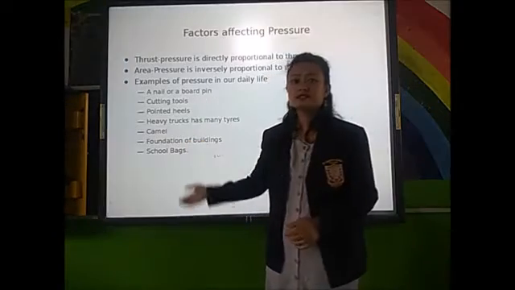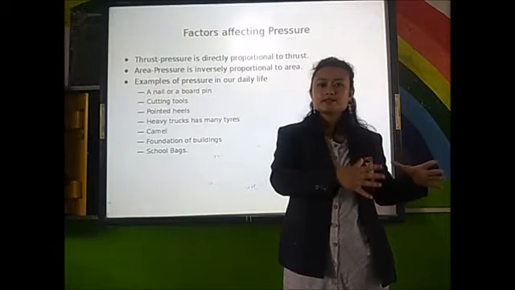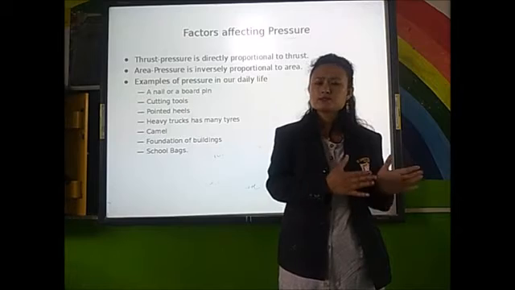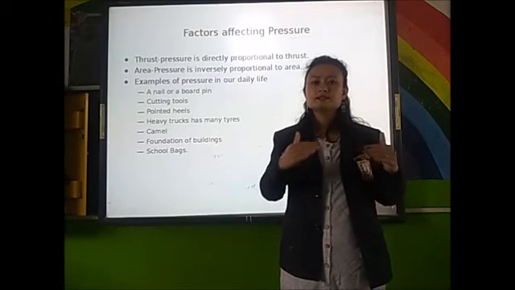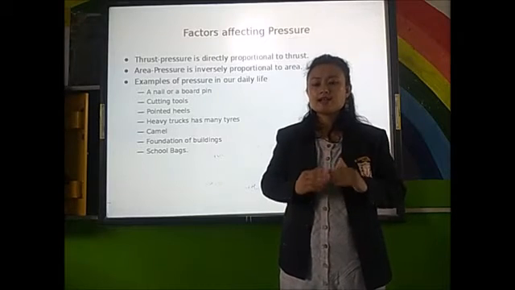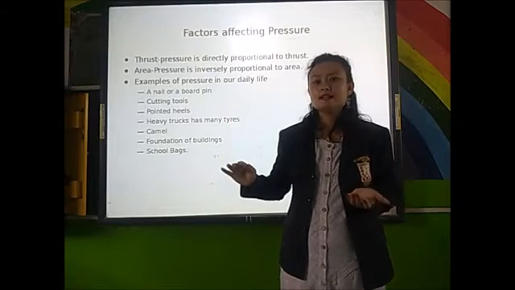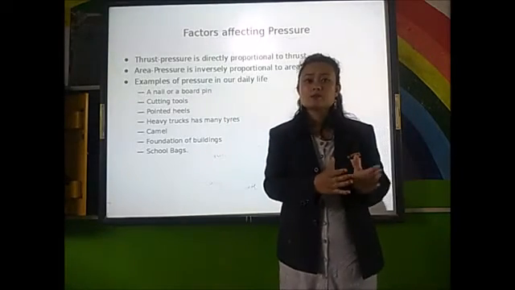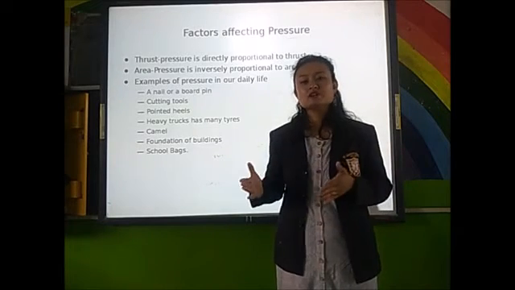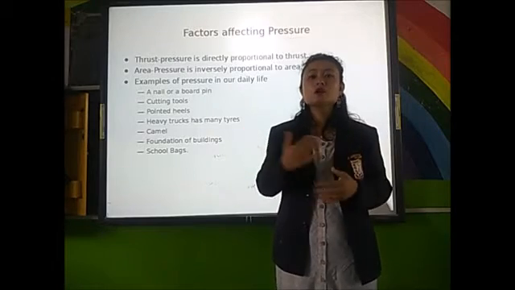The foundation of a building. For those who have seen buildings being constructed, you've seen those bases. The foundations of the buildings are huge, isn't it? Why is it made huge? So that the pressure of the building might not fall on the ground. That means the area of contact would be more and the pressure of the building will be less. If the foundation of the building is made small, what will happen? Area of contact will be less, pressure will be more, and thus there are high chances for the building to topple.